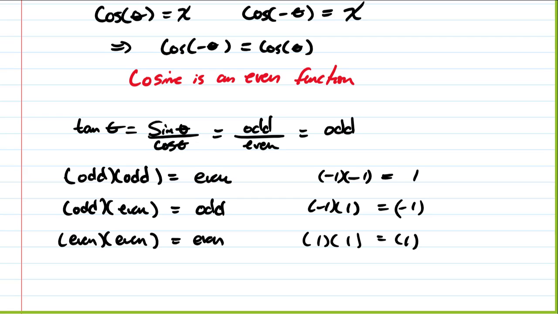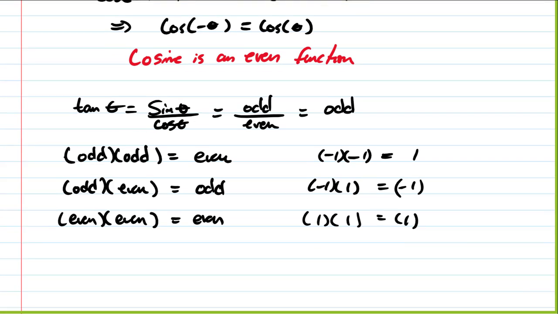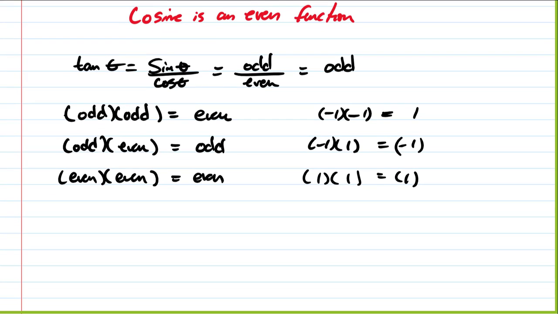A positive and a negative gives you a negative, so a product of an odd function and an even function will be an odd function. And a positive times a positive is positive, so an even times an even will also be even. So that's how we got tangent being an odd function: an odd divided by an even would give us an odd function. All right.